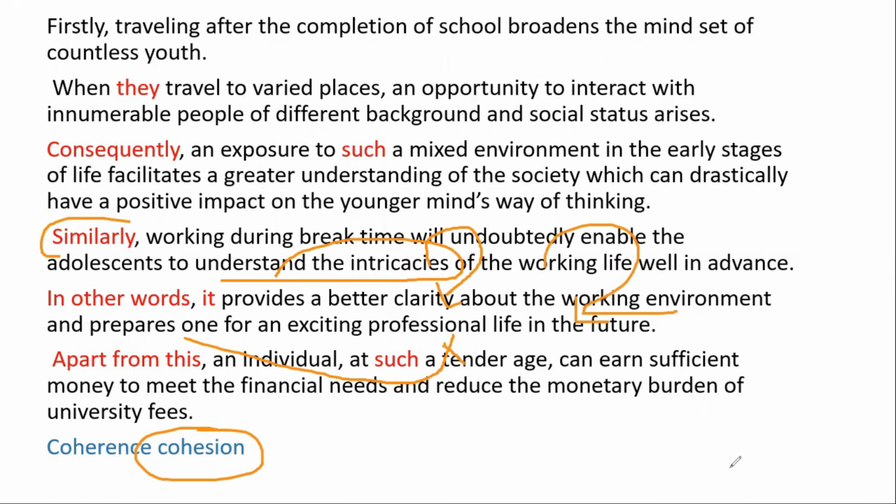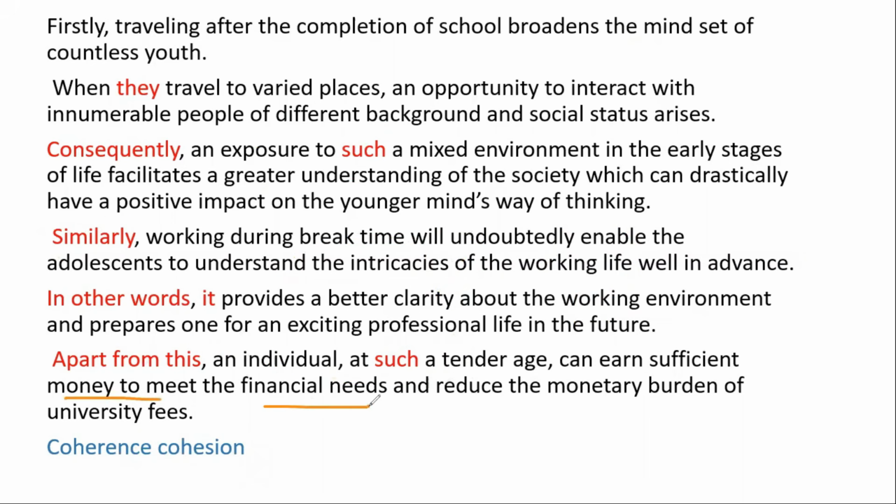It is paraphrasing, and then can earn sufficient money to meet the financial needs, and due to this, you could have written in due to this, or consequently, a reduction in the monetary burden of university fee can happen. I just combined them both. I have given justification, I have articulated it. Cohesion is excellent, but let's talk about the coherence. See here, firstly, that is one of the things. When they travel, I am talking about the previous noun, which is youth. This also comes under coherence.